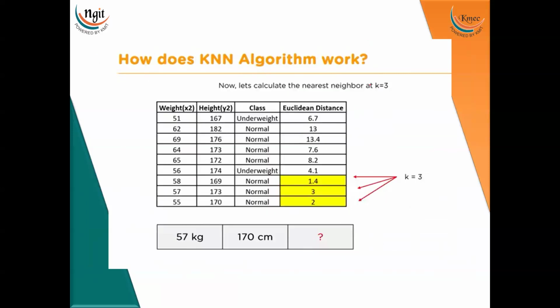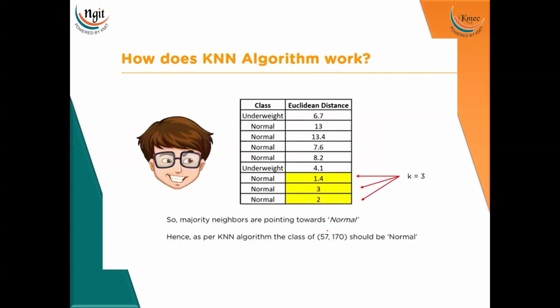Now let us calculate the nearest neighbors. Let us take the value of k as 3. When k equals 3, the nearest ones are those with the smallest Euclidean distances. The very first least distance is 1.4, which we have selected. Then after 1.4, we have 2, then 3. So with k equal to 3, these three neighbors are all of the normal class. So we can conclude that the new data point belongs to the normal weight class. This is how the KNN algorithm works. The majority of neighbors are pointing towards normal.